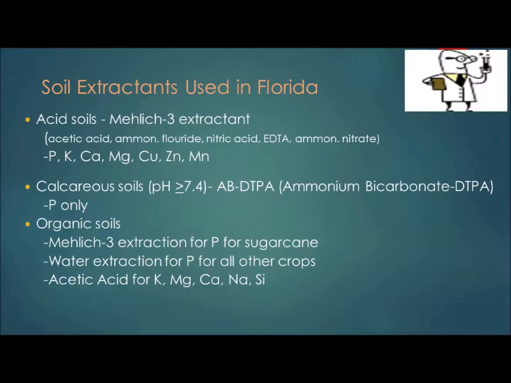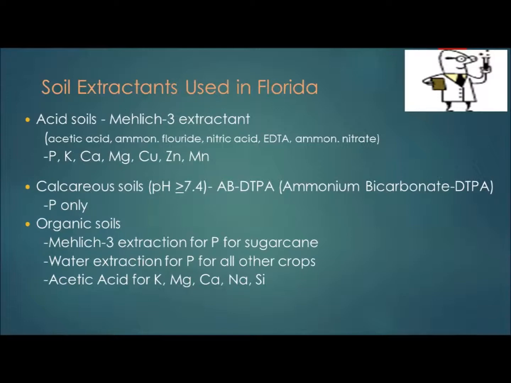However, as far as today, what has been approved in 1997-98 for that region is the AB-DTPA procedure, on all soils that have a pH of 7.4 or more. So that's the cutoff point. When the sample arrives at the lab, we look at whether it is 7.4 or not. Then we put it on a different set of procedures.